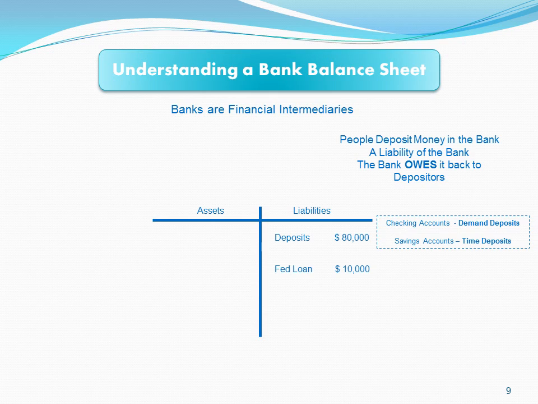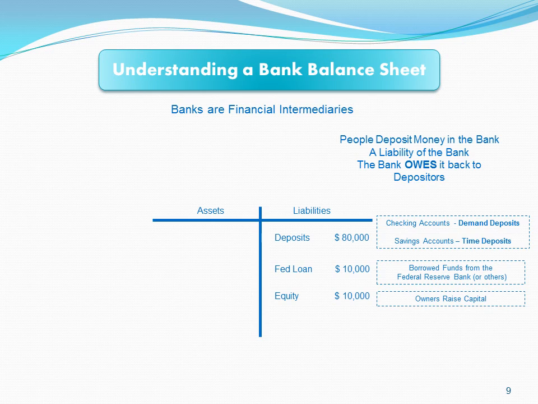In addition, a bank, just like anyone else, can borrow funds. In this case, they're borrowing money from another bank, the Federal Reserve Bank, and here I have it listed as the Fed loan. And obviously you need equity to start the bank, so owners raise capital and contribute this to the institution starting the company. And now we have total liabilities plus equity of $100,000.